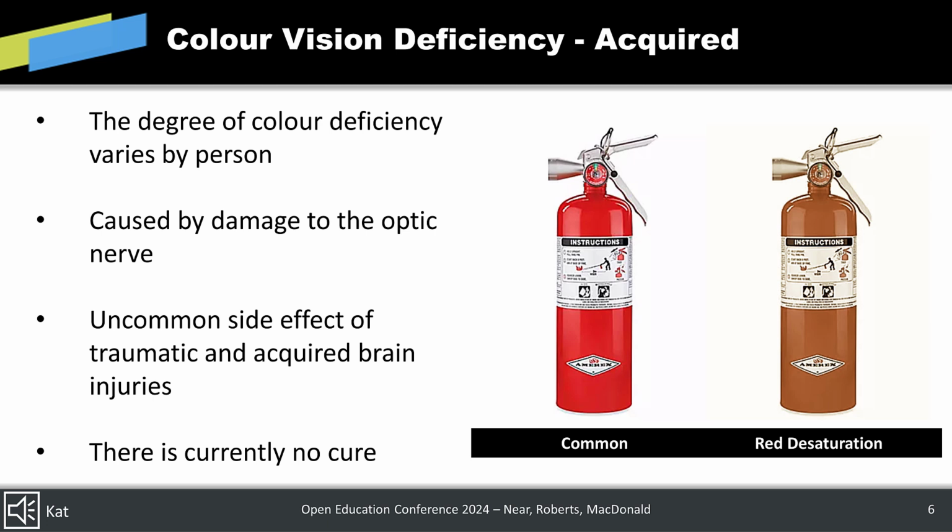On the right, you can see an image of a fire extinguisher. On the left, it is fully saturated, and on the right, we have desaturated the image, and this is what someone with red desaturation would see. Like inherited CVD, there's currently no cure, but with accommodations, people with it can live a very normal life.